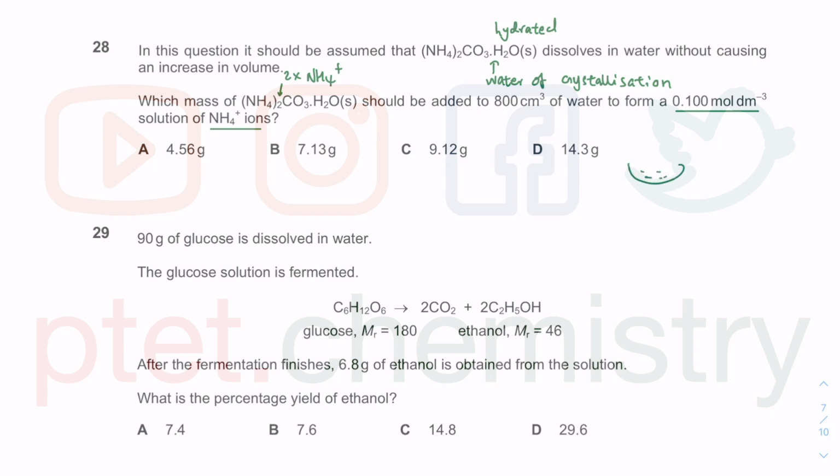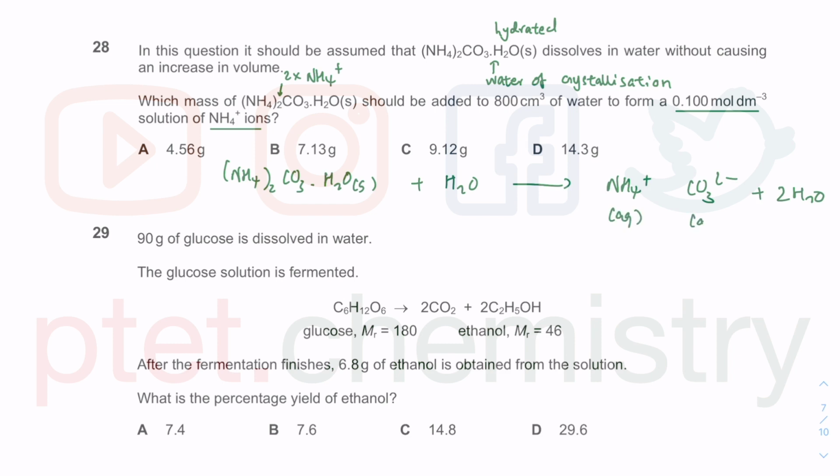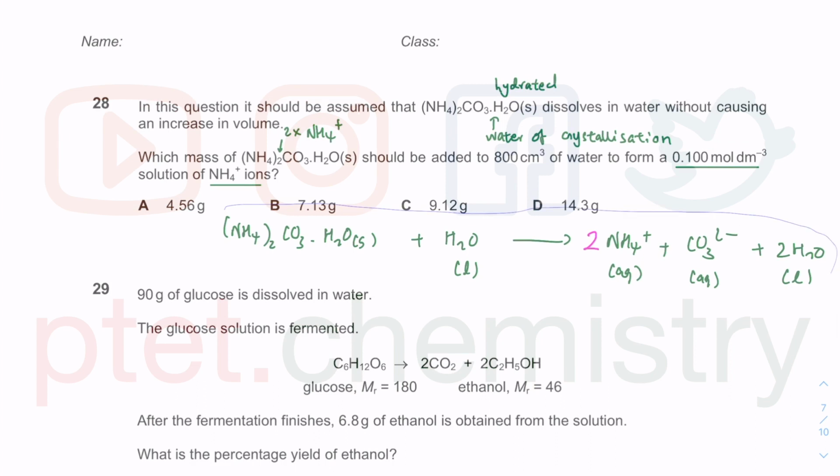So what do we know? The solid to the solution. I think this question is a calculation, so perhaps it's best if I actually show you an equation. So if I have that, and then you have water, you're going to get NH4 plus, and then CO3 2 minus, and then water as well, something like that. So it's going to become aqueous. Remember, all ammonium salts are soluble in water, so they can dissolve in water. But there are 2 NH4 plus, so importantly, I get 2 NH4 plus like that. So that's going to be my balanced equation.